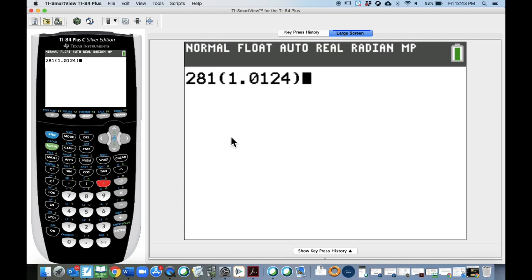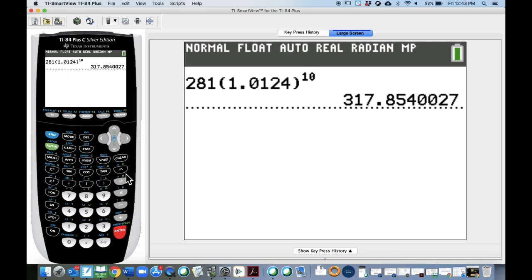Okay, in your calculator, just in the regular calculator section of it, not the graphing part, put in 281 times 1.0124. I used parentheses because that's how it is in the problem that we wrote on our paper. Now, the power, this caret button that's above the division button, that's how you get to the exponents. And I'm going to put an exponent of 10 in there, and I get this number.